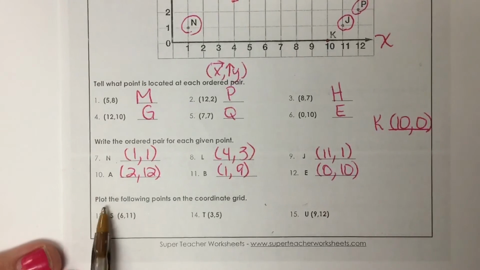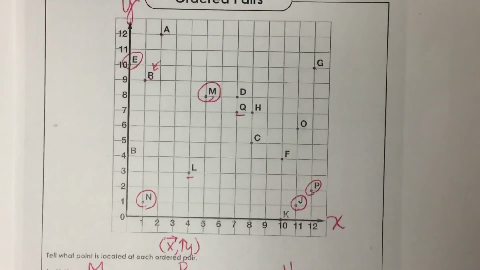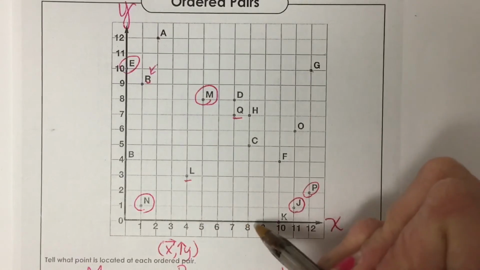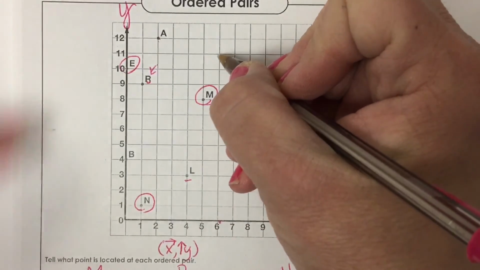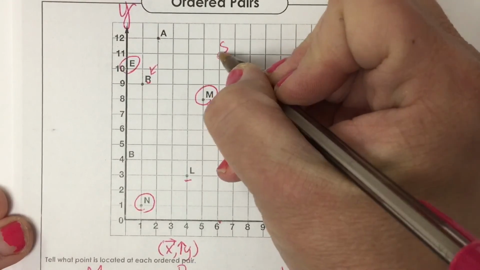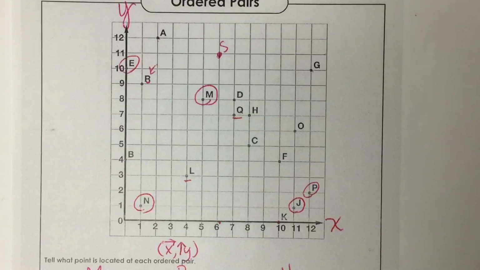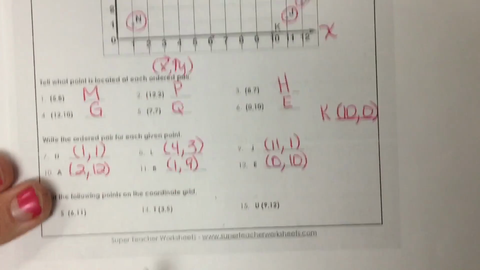Okay, so that's plotting points. Let's look at plotting a few of our own. It says plot the following points on the coordinate grid. 6, 11, and we're going to name it S. So I'm going to go over to 6, and I'm going to go up to where 11 is. So there's 11. So there's my point right there. It's where the lines intersect, okay?